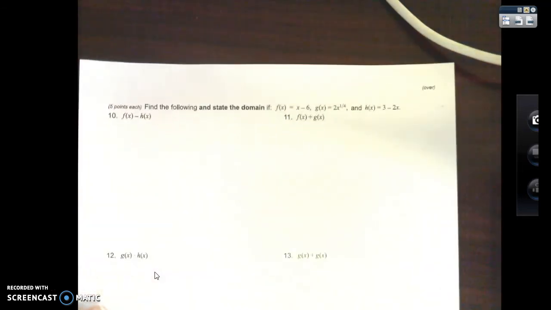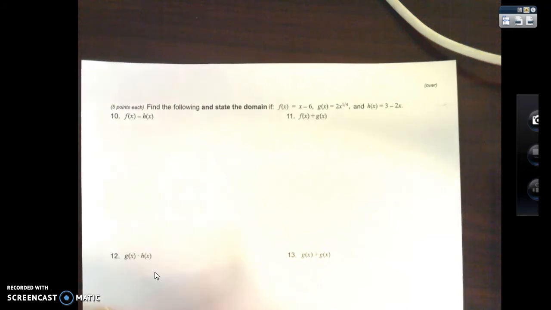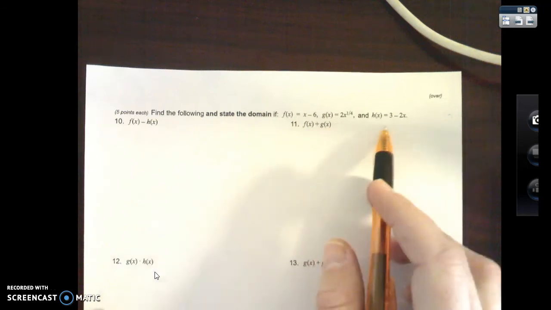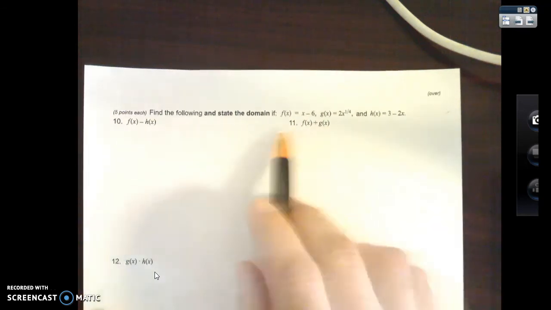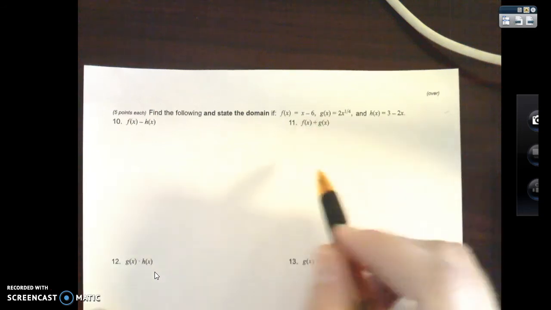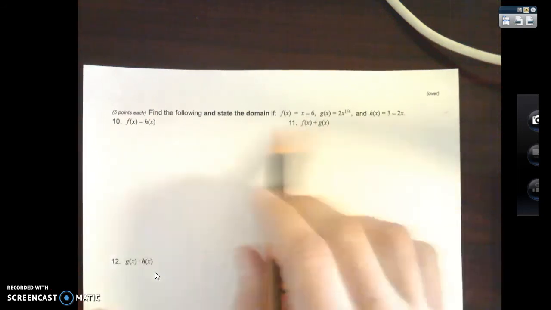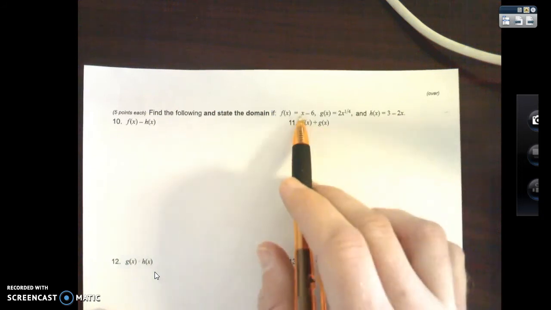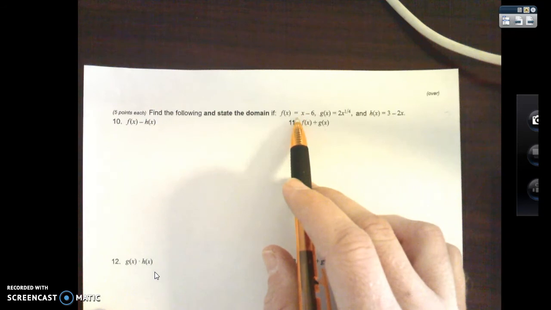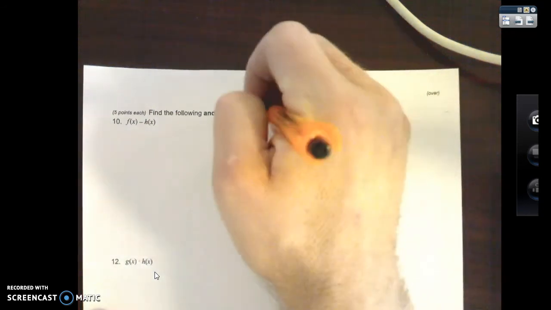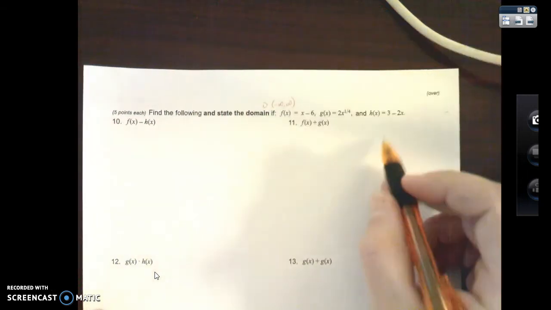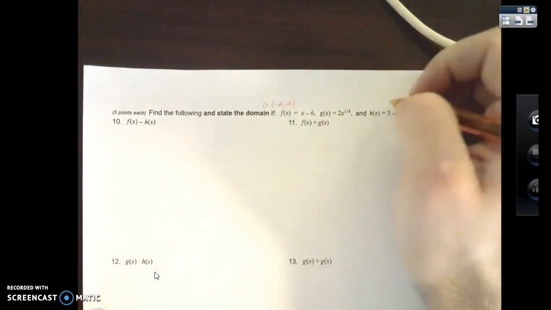This is more of the domain work that we talked about, and also a little bit of function operations. Here's f of x, here's g of x, here's h of x. F of x and h of x are pretty straightforward. Hopefully you realize it's the same routine. If I had to find the domain of each of these first, do I have any even powered roots in f of x? No. Do I have any x's in the denominator? No. So my domain for the first one would be negative infinity to positive infinity. The same thing goes for h of x.